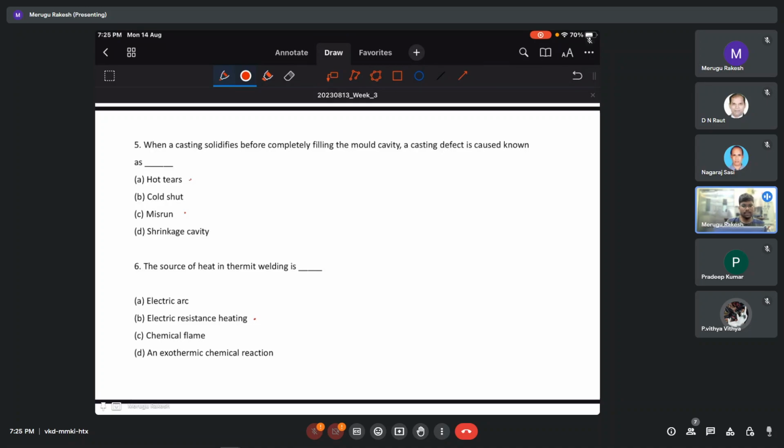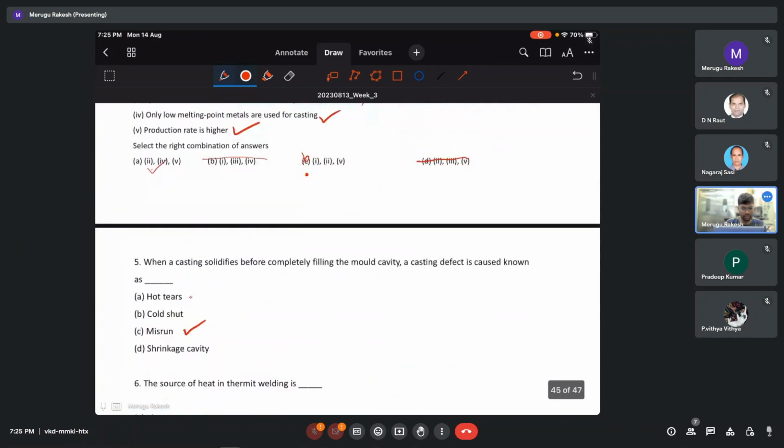So when casting solidifies before completely filling the mold cavity, the casting defect is known as. So it is very straightforward. That is Misrun. Because hot tears is like when there is unyielding support during solidification. Cold shut is when two interfaces are not fusing properly. And then shrinkage cavity occurs when there is not enough riser to provide the material during freezing. Okay, so the correct option is Misrun. We'll see the next question as well.